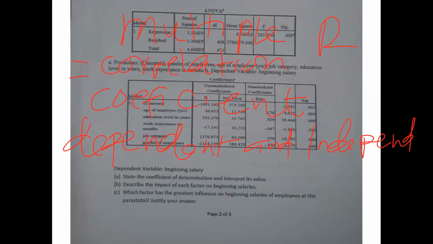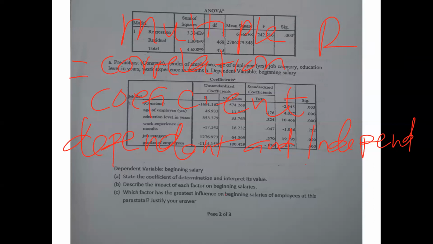So our question is, how related are these factors, the beginning salary and these independent variables? The independent variables that we have are gender of employees, age of employee, job category, education levels, and work experience. So we are trying to examine how related these variables are to y, the beginning salary. That's what this Multiple R measures.